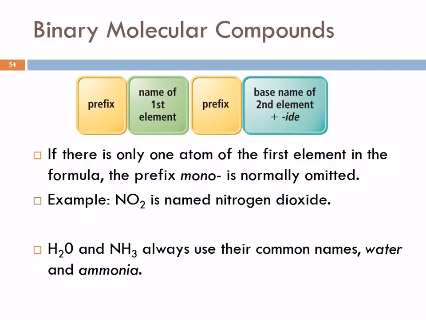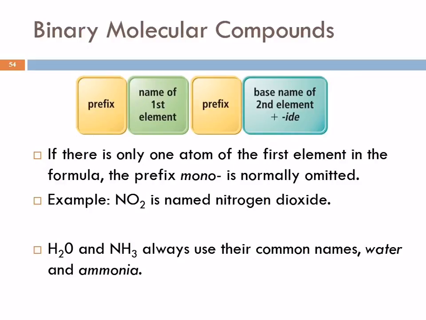So here's the format for the names. You're going to have 2 elements, so there's going to be the name of the first element, and you're going to put a prefix in front of it to say how many there are. And then you're going to have the second element and a prefix in front to say how many atoms of that element. The second element changes its ending to "ide" as if it were an ion, but it isn't.